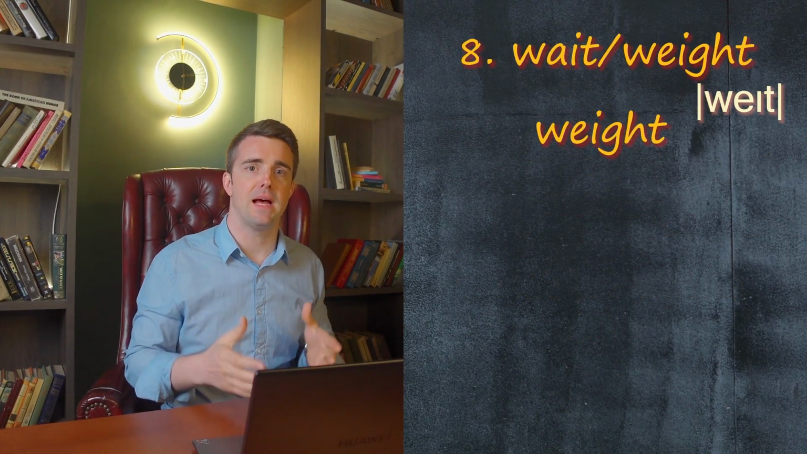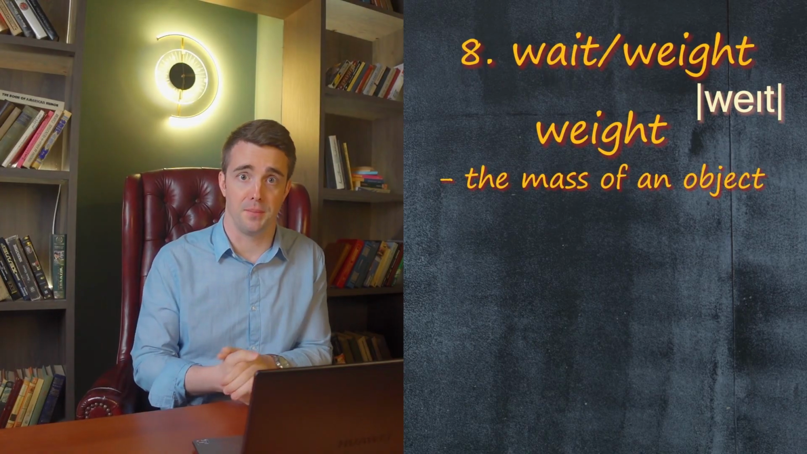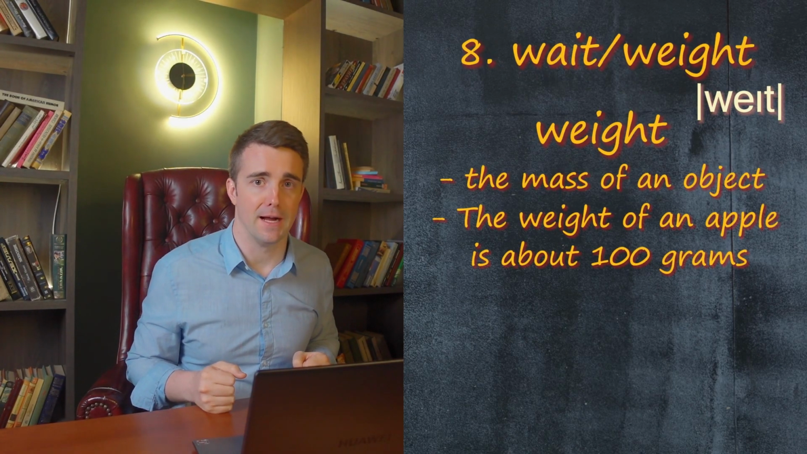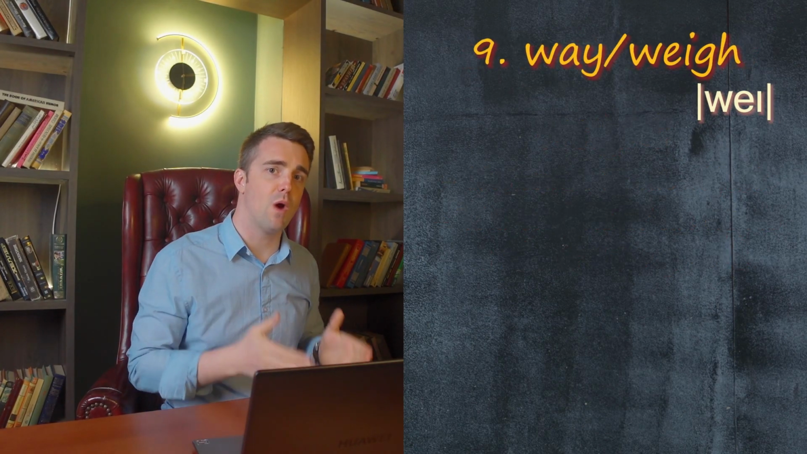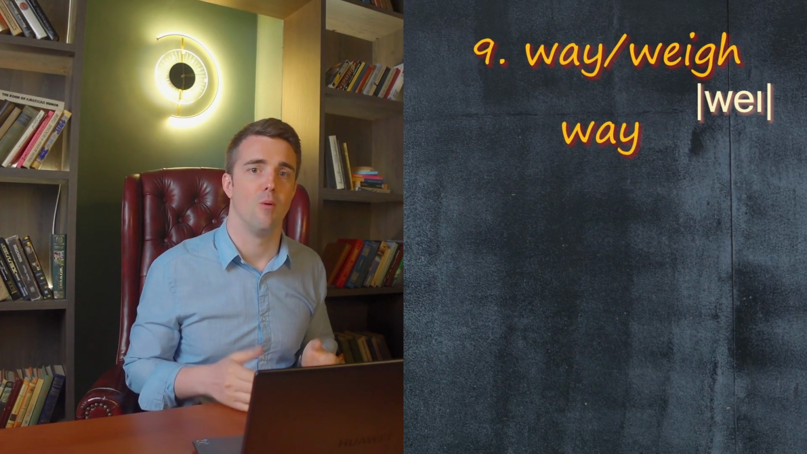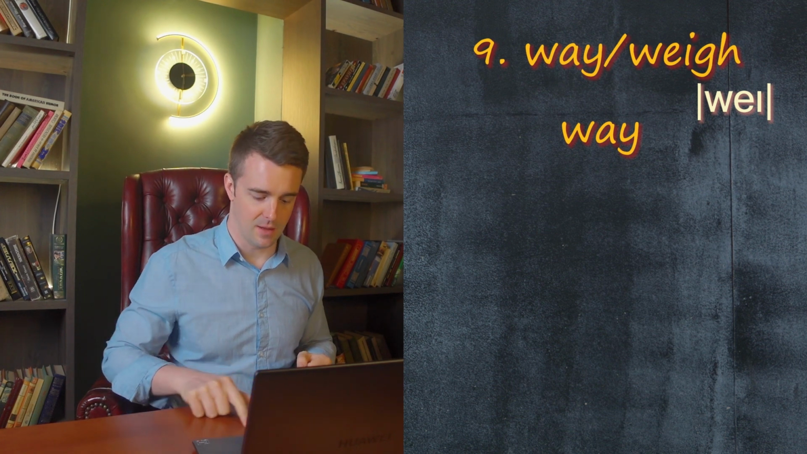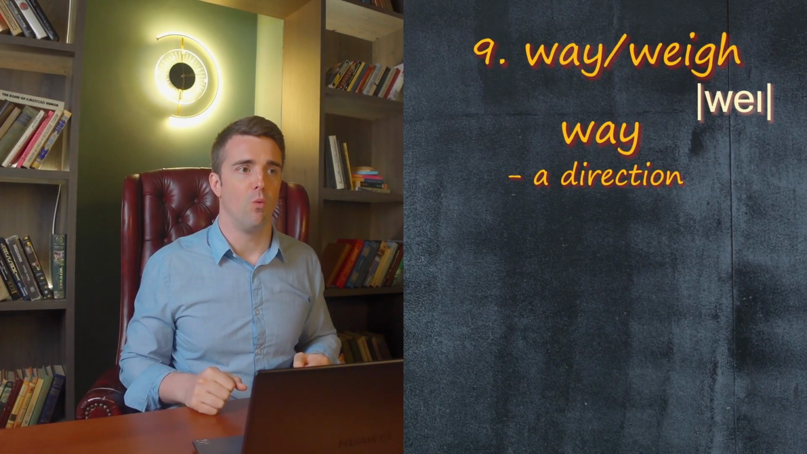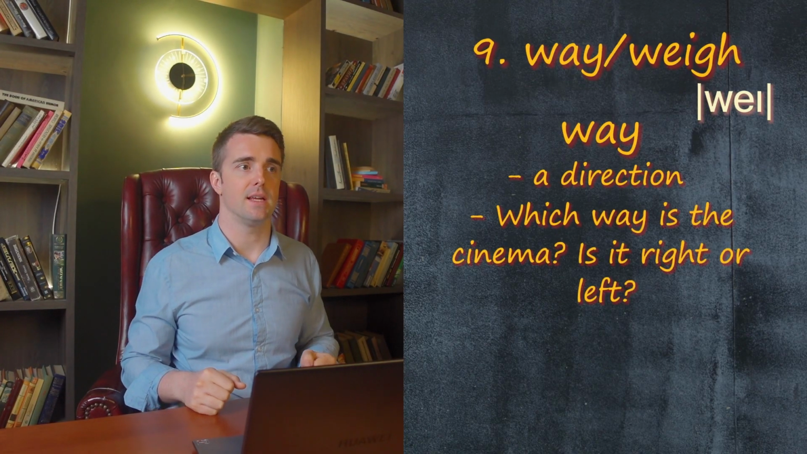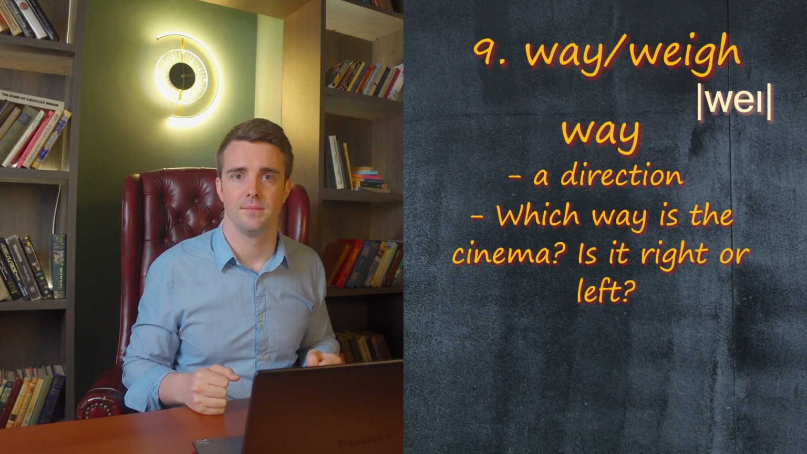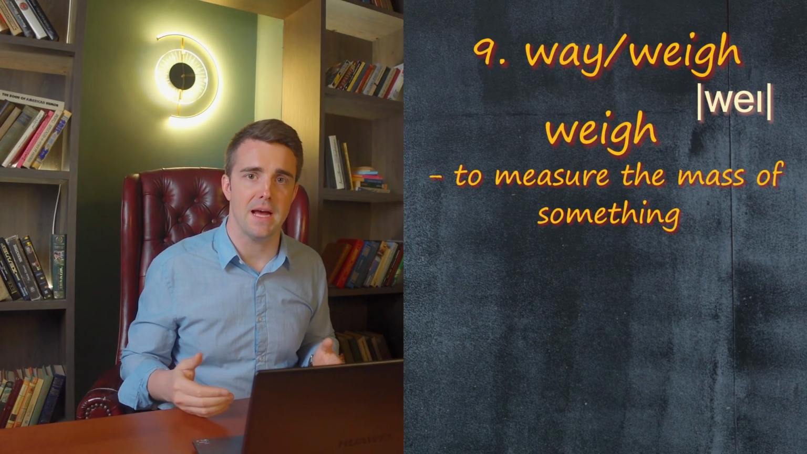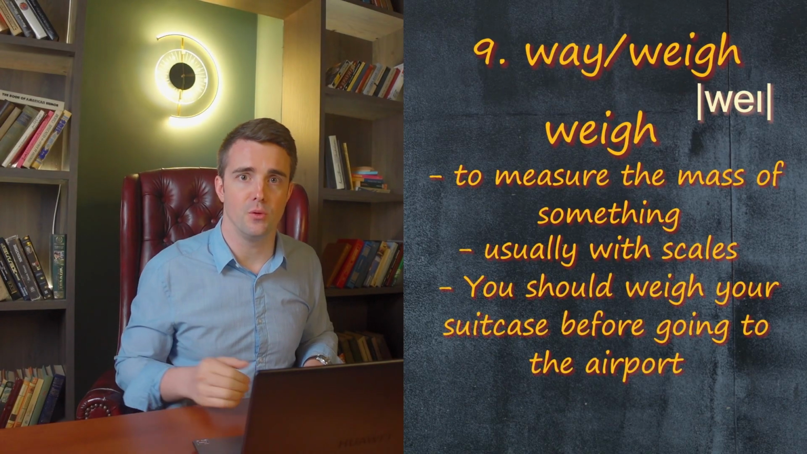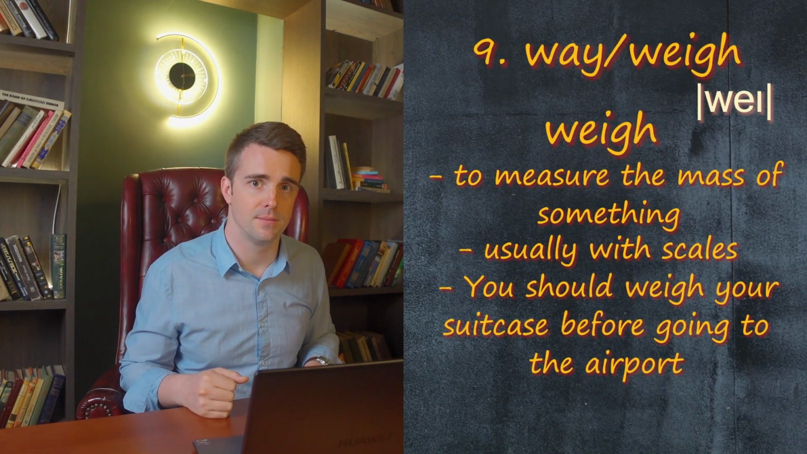And weight is the mass of an object. So for example, the weight of an apple is about 100 grams. Then there is weigh and way. Weigh with the A and the Y. Way is a direction. So for example, which way is the cinema? Is it right or left? And then weigh is to measure the mass of something, usually with scales. So for example, you should weigh your suitcase before going to the airport.